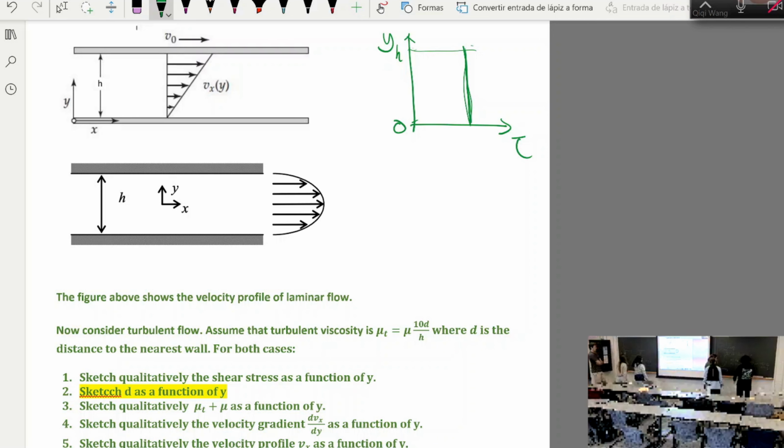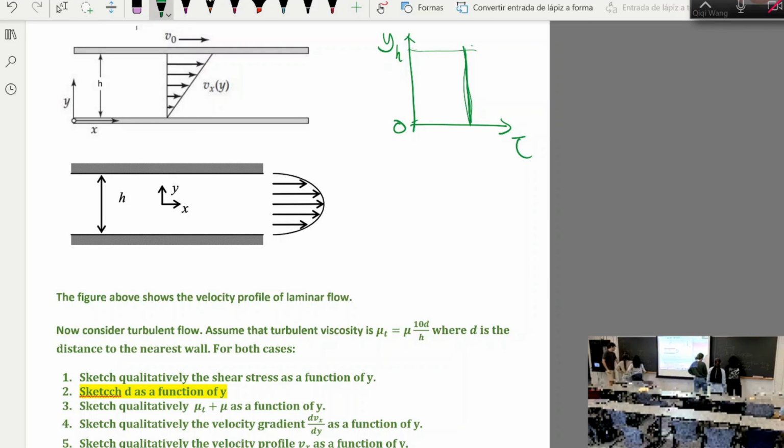D is the distance to the nearest wall. Yeah, 0. That's right. Because y equal to 0, I'm 0 distance from the bottom wall. When y is h, what is D? Also 0, right? Okay. And where is exactly? So that's why I'm saying this plot is correct. And what is this value? Half h, exactly. That's the plot.